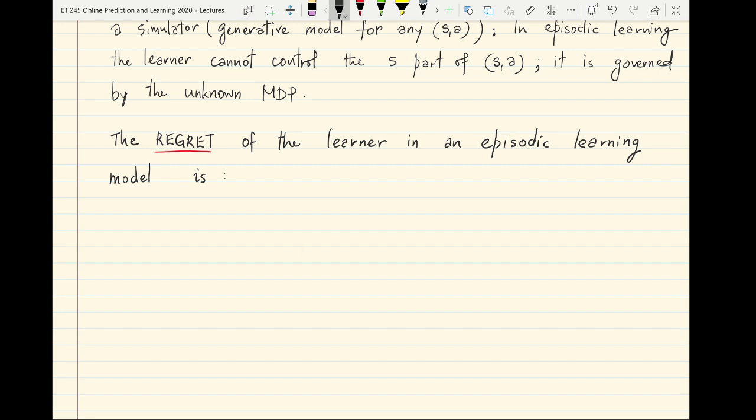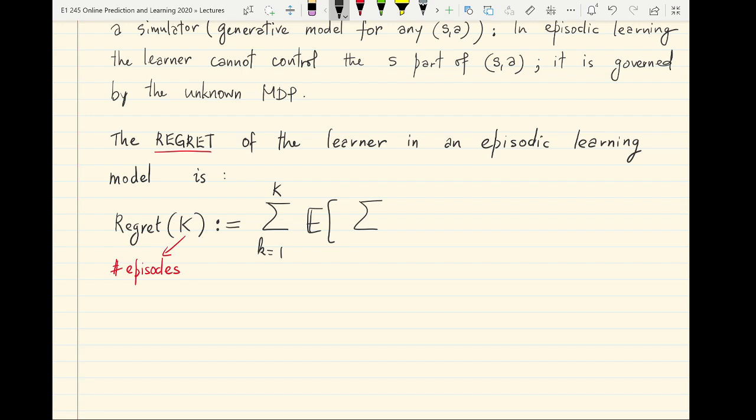So one formal way to define this is to say that the regret after K episodes, where K is the total number of episodes for which the learner has interacted with the unknown MDP and tried to learn something about its optimal policy, is the sum across all episodes, so this is a notion of cumulative regret, of the expected value of the following. We want to take the sum of all the rewards that were actually obtained by the learner in episode K.